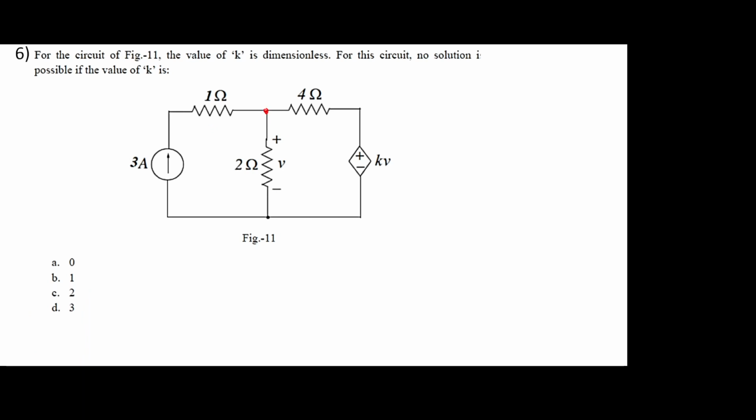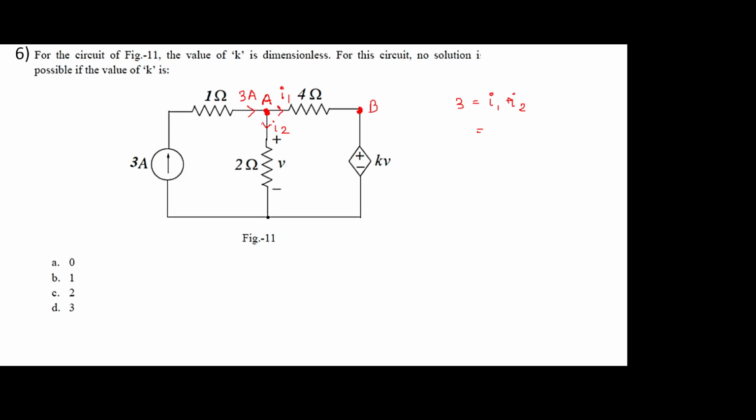So let's apply KCL across this node. We know this current 3 ampere is flowing through this branch, so this is 3. Let us consider this to be I1, this to be I2. Using KCL, 3 is equal to I1 plus I2. Now we have the voltage across this particular node. Let's consider this to be the node A, and let's consider this to be B.